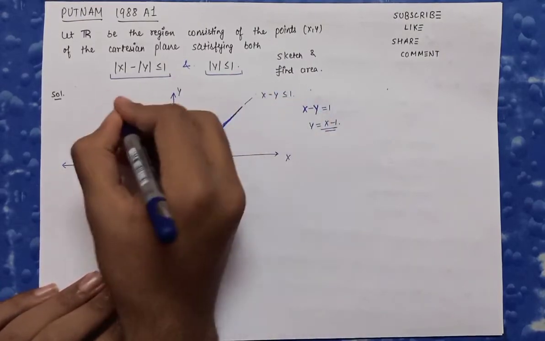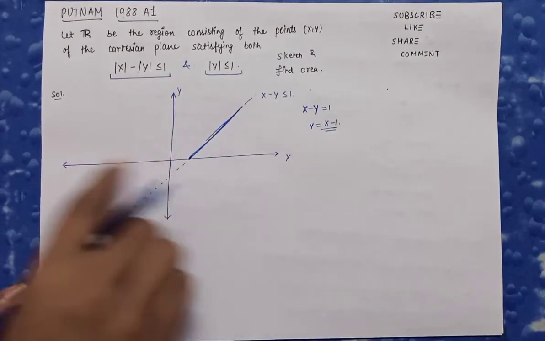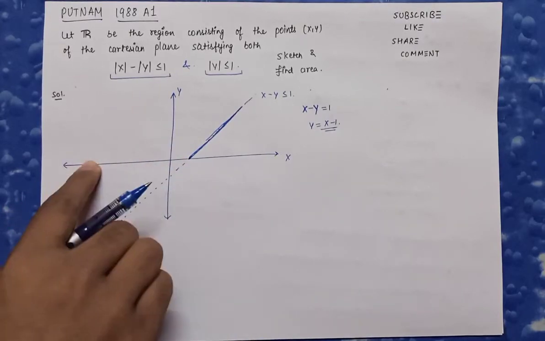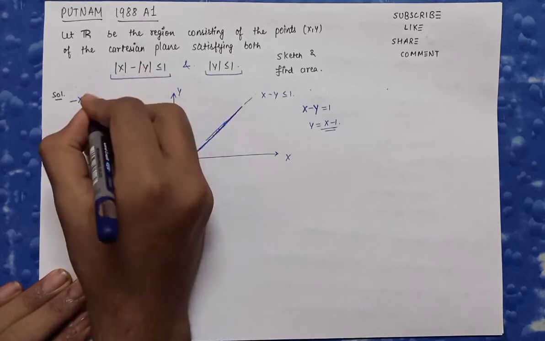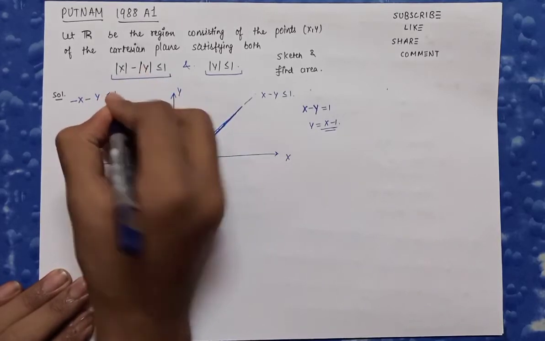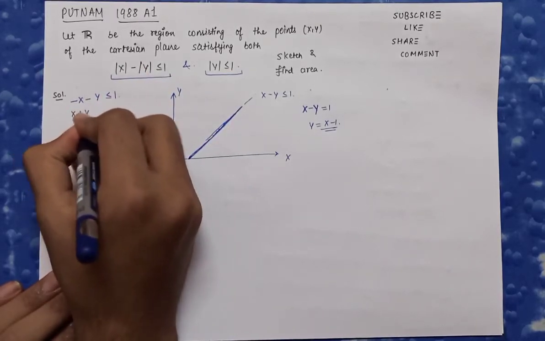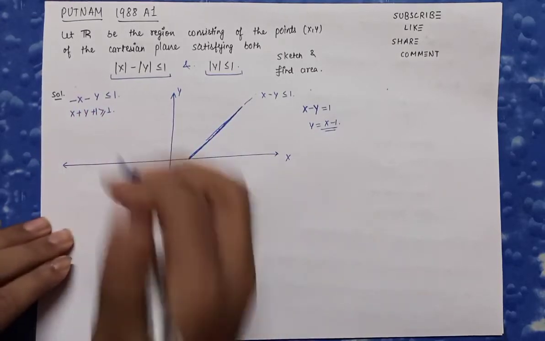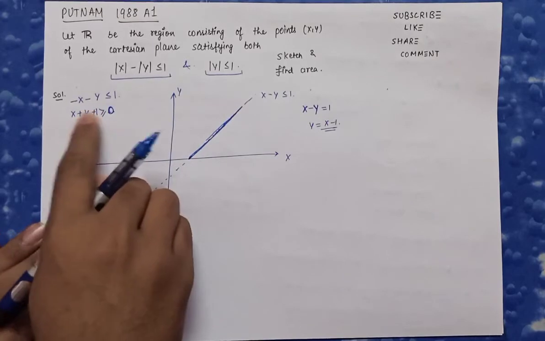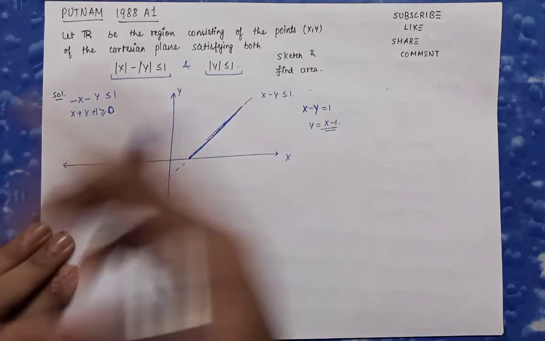Now let's come to the second quadrant. In the second quadrant, x lies on the negative x-axis, so mod of x will be written as minus x, whereas mod of y will be written as just y, and it is less than or equal to 1. Better to say, x plus y plus 1 is greater than or equal to 0.